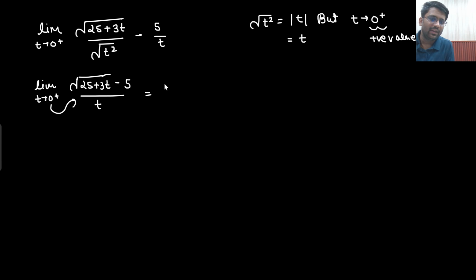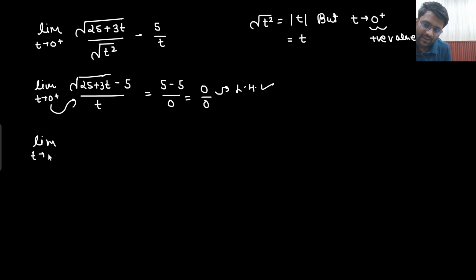Sir, under root 25 will be 5 only, minus 5 and then put 0 here. Sir, it is becoming 0 by 0 form. What is it, sir? Indeterminate form. What does that mean? Sir, I can apply L'Hopital rule now. Sir, L'Hopital rule is applicable. So what I will do, I will differentiate upper side and downward side and I will get the answer.